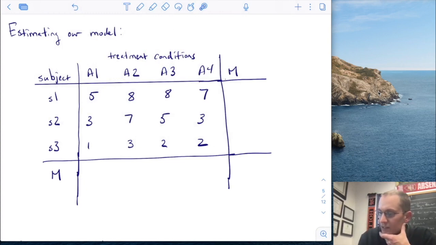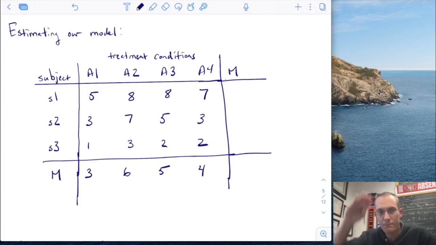First of all, let's do the treatment means. We'll look at each of these columns and write the means down. The first column, we have 5 plus 3 plus 1, that's 9, divided by 3, which gives me a marginal mean of 3. For the second column, we've got 8 plus 7 plus 3, which is 18, divided by 3, which gives me a marginal mean of 6. For the third condition, we've got 8 plus 5 plus 2, which is 15, divided by 3, which is 5. And then finally, for the fourth column, we've got 7 plus 3 plus 2, which is 12, divided by 3, which is 4. So there's that up and then down pattern that we saw in the graph.